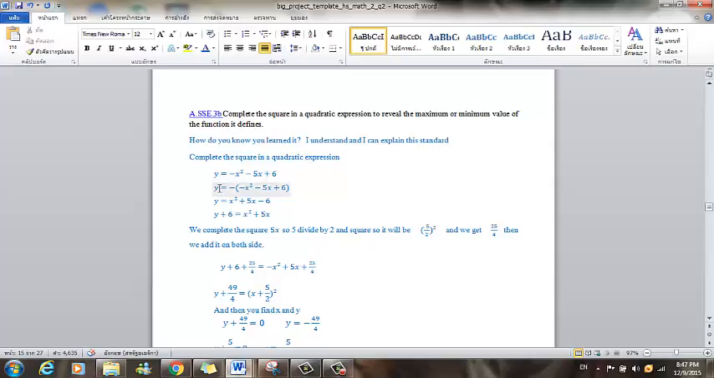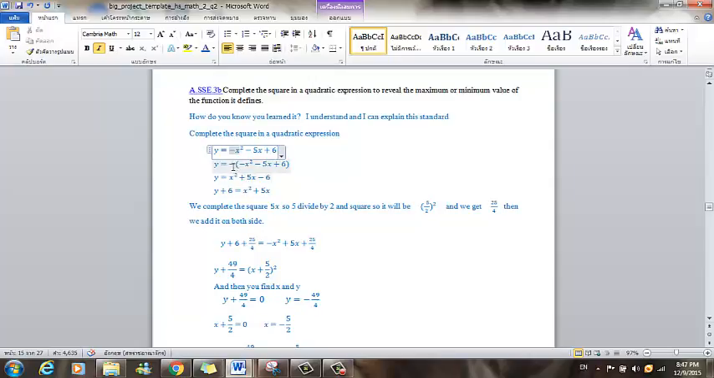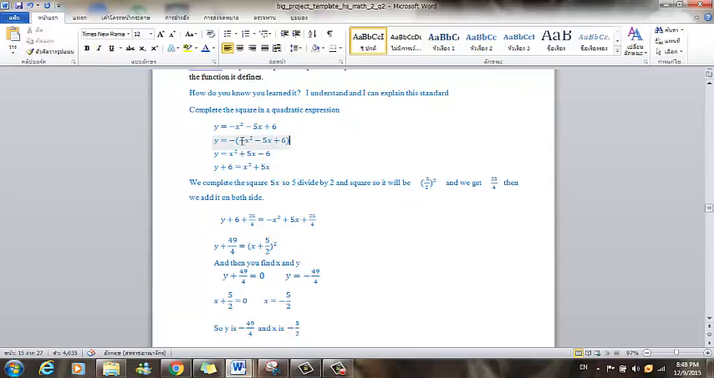Y equals... because we have a minus in front, we have to put brackets to separate that. We put the minus in front, and then we have to change the signs inside, multiplying the minus through. So minus x squared is going to change to plus, and the plus 5x is going to change to minus. So we're going to get this.